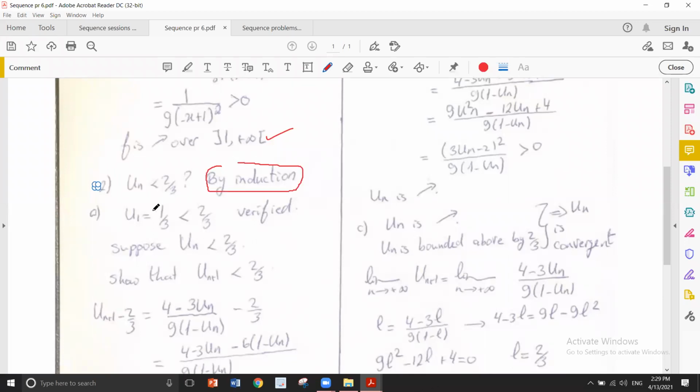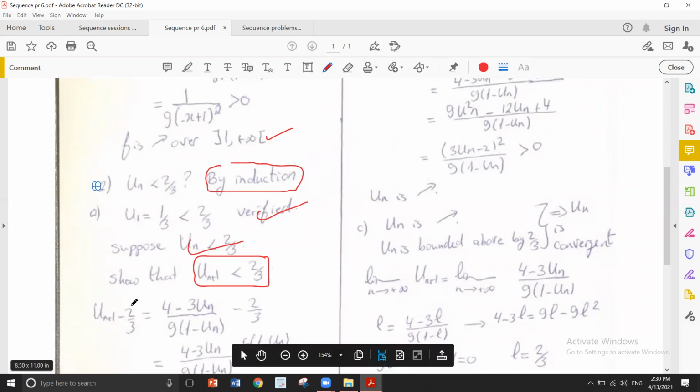We have u1 equal 1 over 3 less than 2 over 3. It is verified. Suppose un less than 2 over 3. This is the second step. Show that un plus 1 less than 2 over 3.